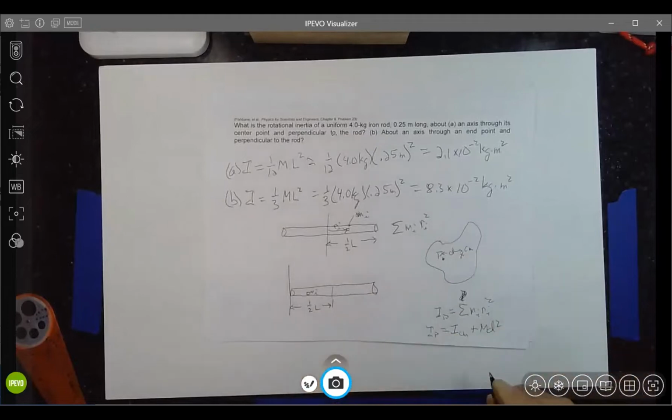And it's a really pretty simple proof to show that this is the case. They do it in about 2 paragraphs in the textbook. And so you might check this out. It's called the parallel axis theorem.